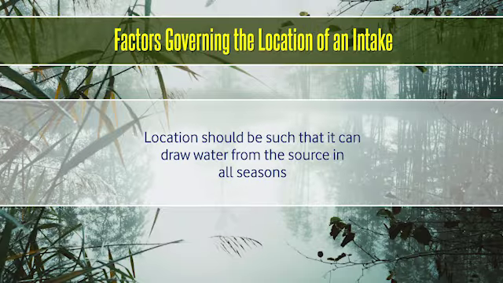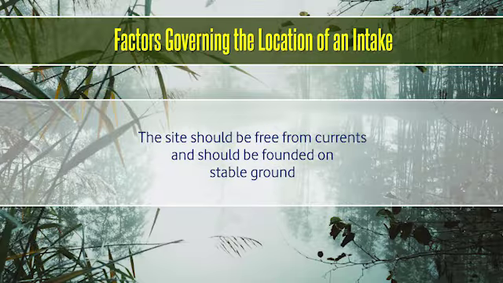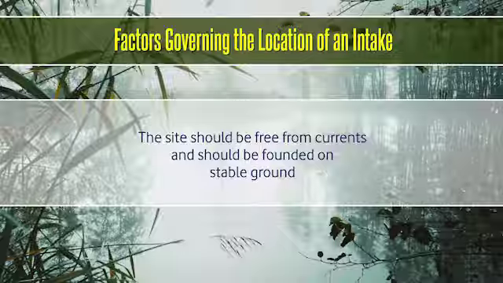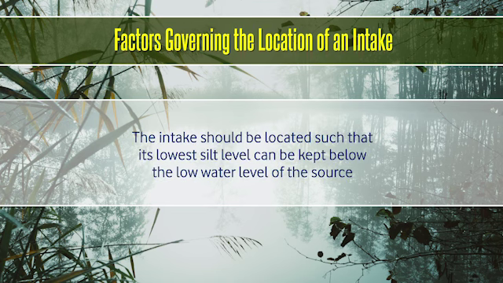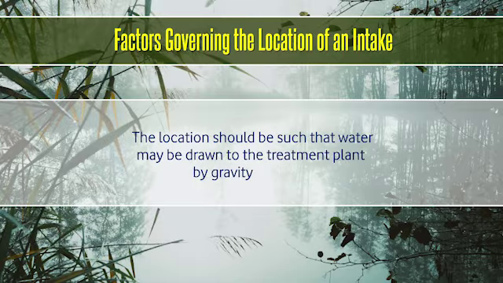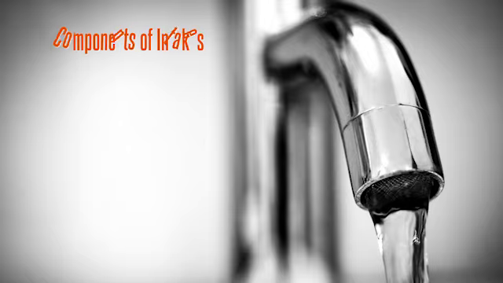The location should be such that it can draw water from the source in all seasons. The site should be free from currents and should be founded on stable ground. The intake should be located such that its lowest silt level can be kept below the low water level of the source. The location should be such that water may be drawn to the treatment plant by the method of gravity.